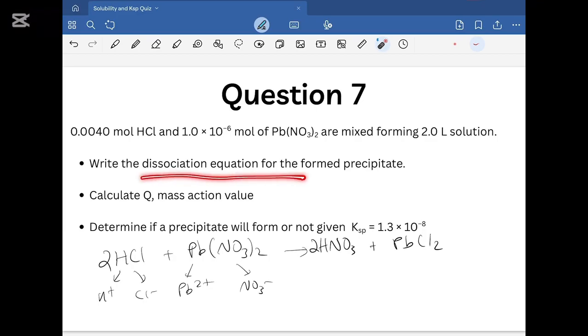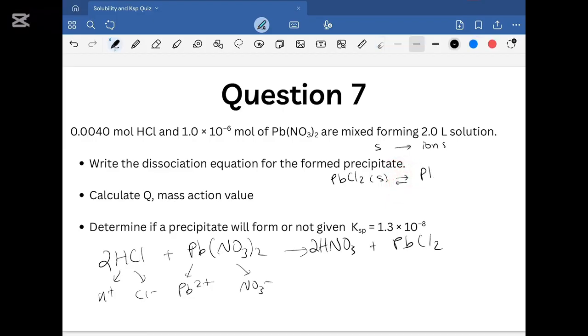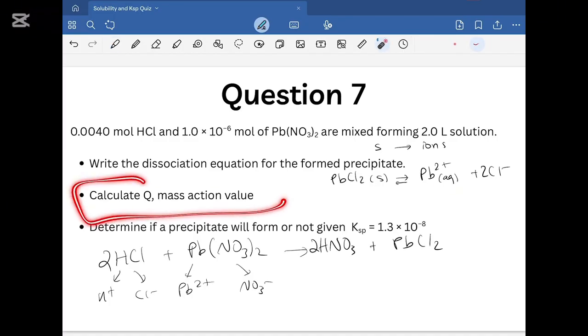So the dissociation equation will be for PbCl2, and a dissociation equation goes from a solid to the ions that are formed. So we're going to have PbCl2 solid. They will give, and we need to include the arrows to show it's a reversible reaction. We're going to have Pb2 plus aqueous plus Cl minus, and we need to write 2 over here before the Cl minus. Now the last question was calculate Q, which is the mass action value.